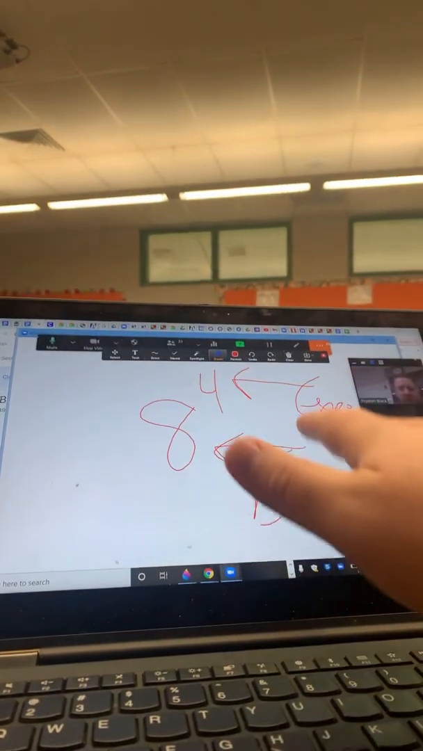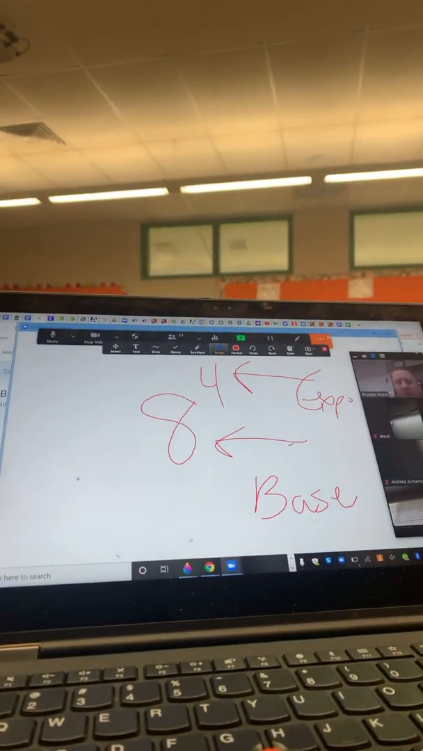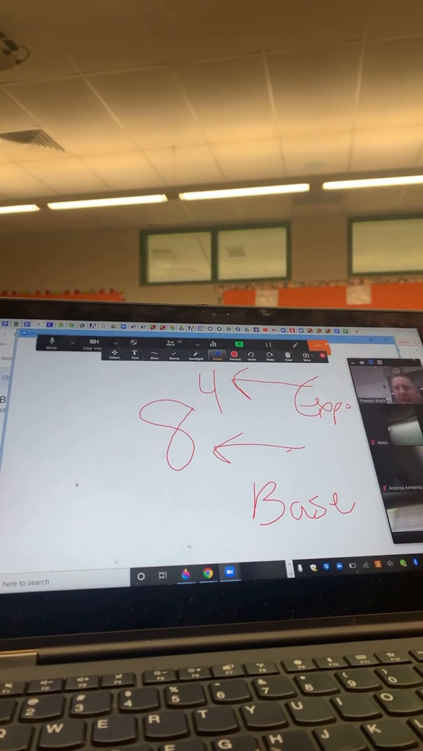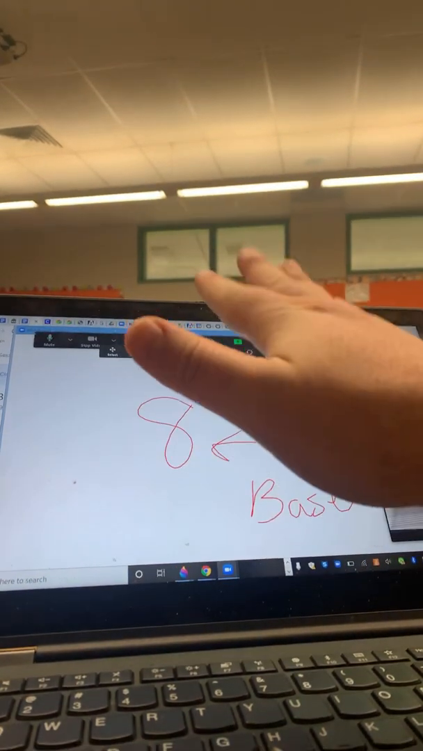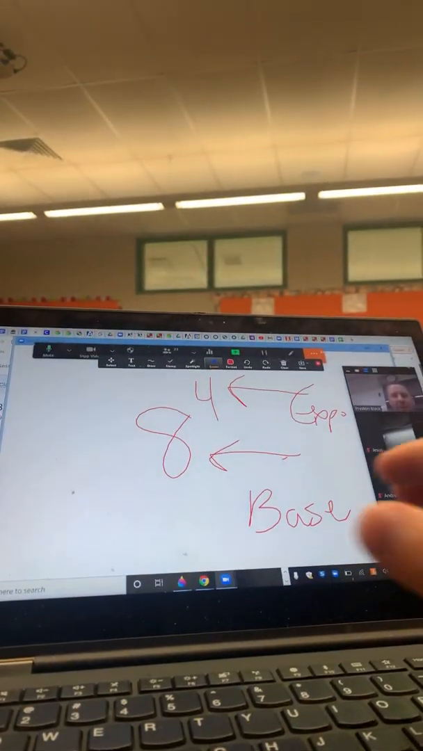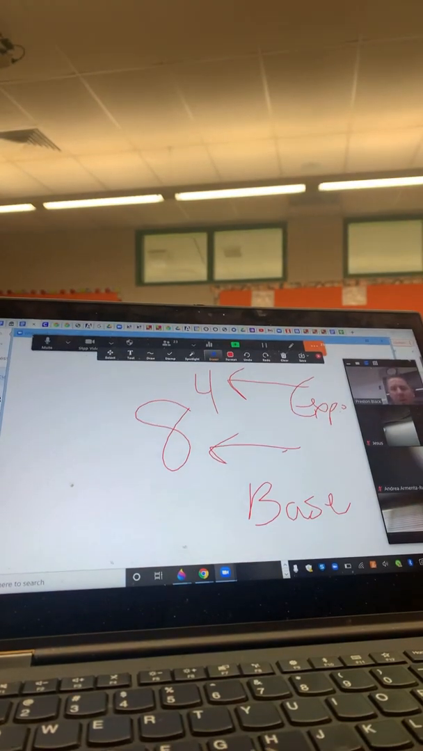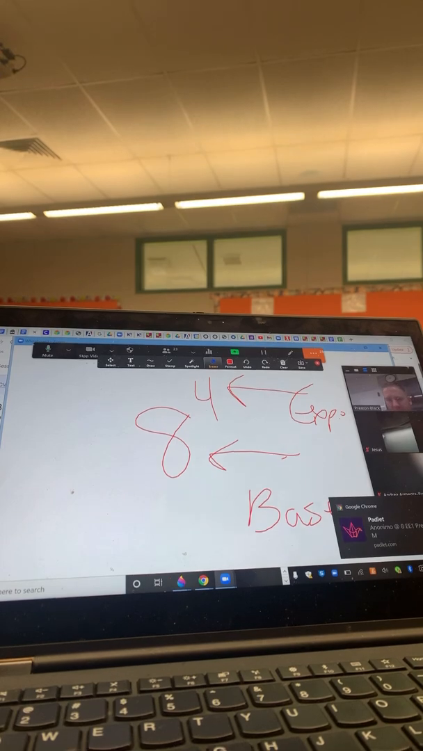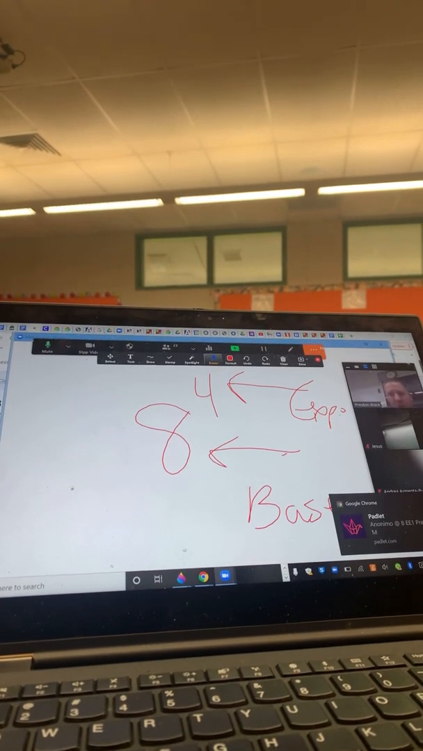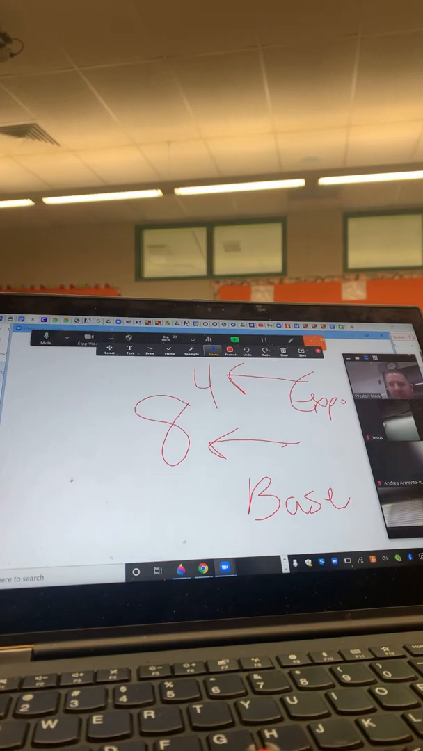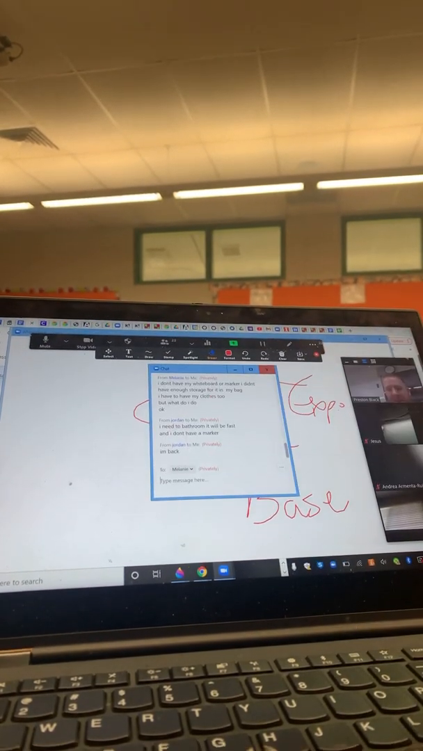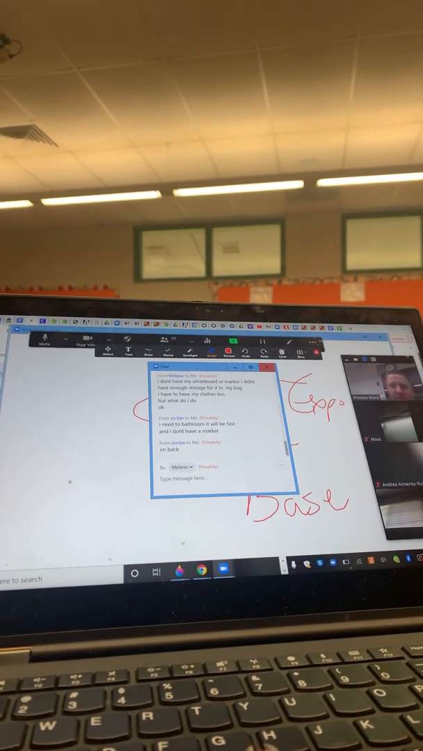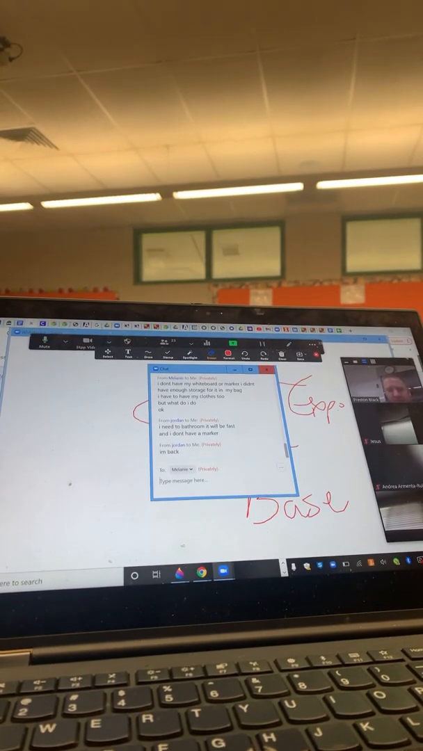Whenever we look at a problem like this with a base and an exponent, what is this problem telling us to do? How would we be able to write this as just a regular whole number? What would we have to do? Tell me in the chat. How would we get rid of the exponent and just write this as a whole number? Tell me in the chat. What does 8 to the 4th power mean?